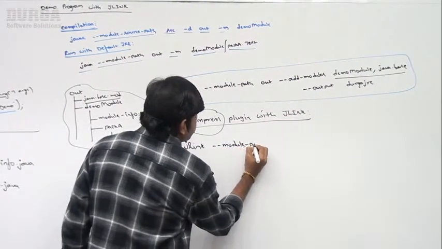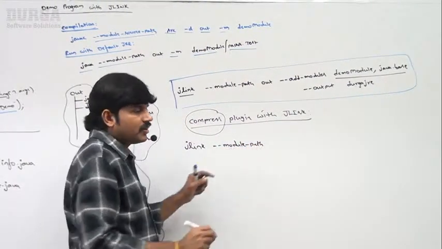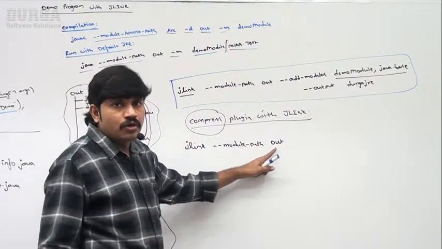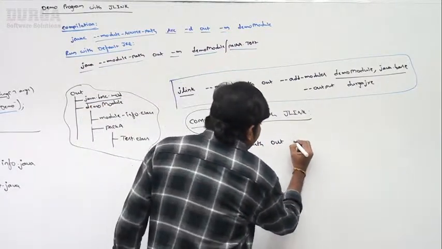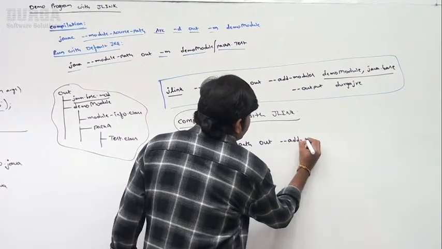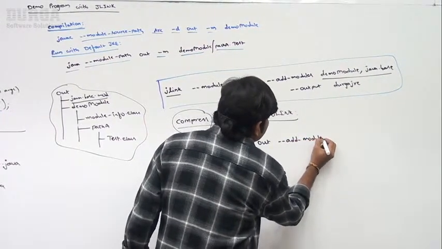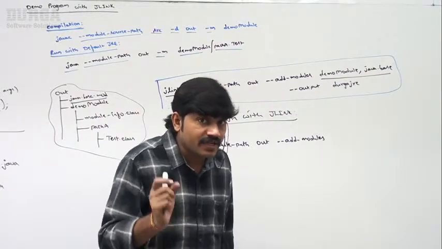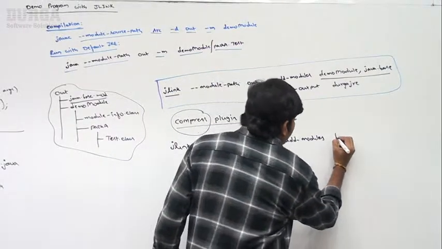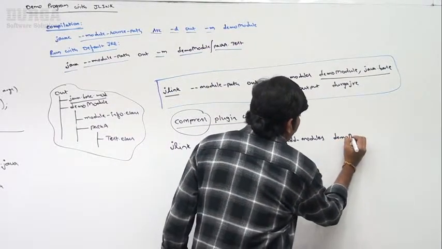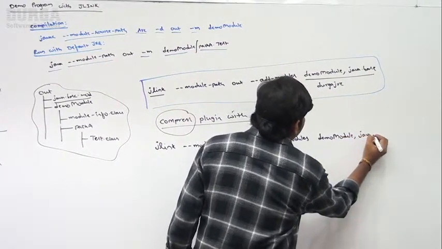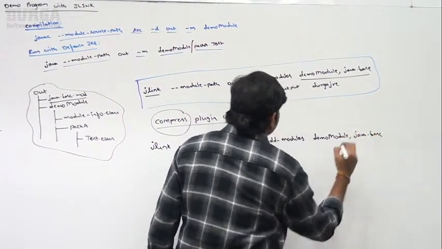--module-path. Where the modules are available? Out. Which modules do you want to add? --add-modules. Two modules: one is demo module, second one is java.base module. Up to this is clear.